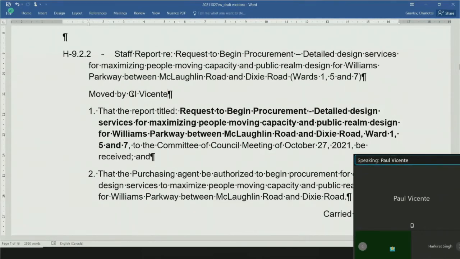And just a quick question to staff, if you can comment on the design work that is about to happen, on what will be the people moving capacity of the current design, specifically as it pertains to pedestrians and for active transportation.